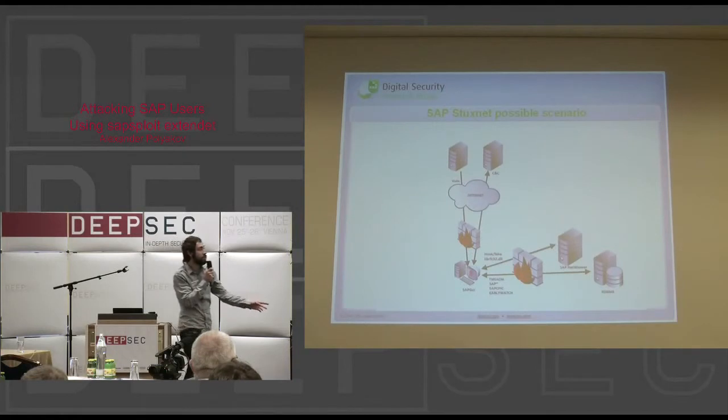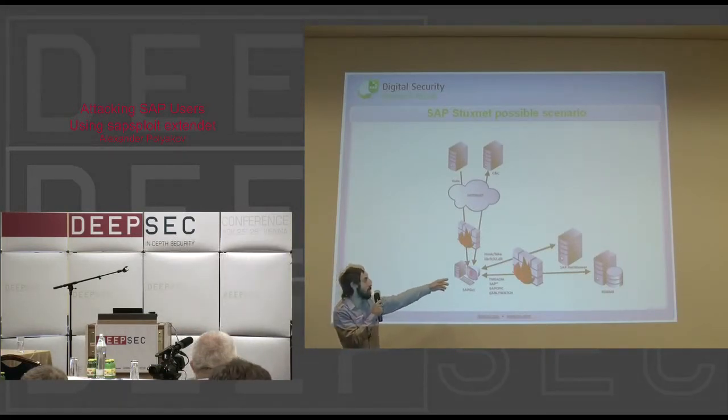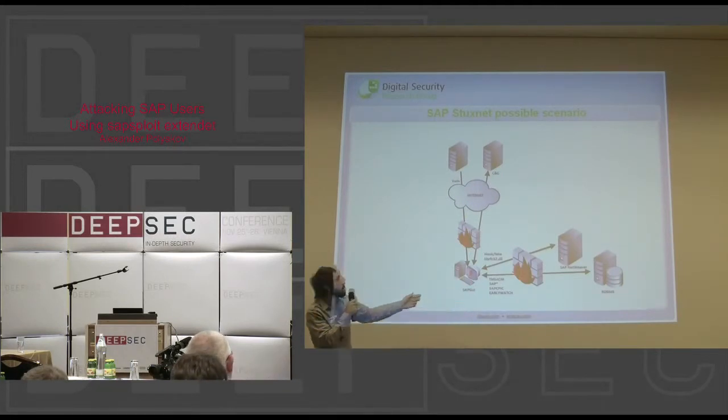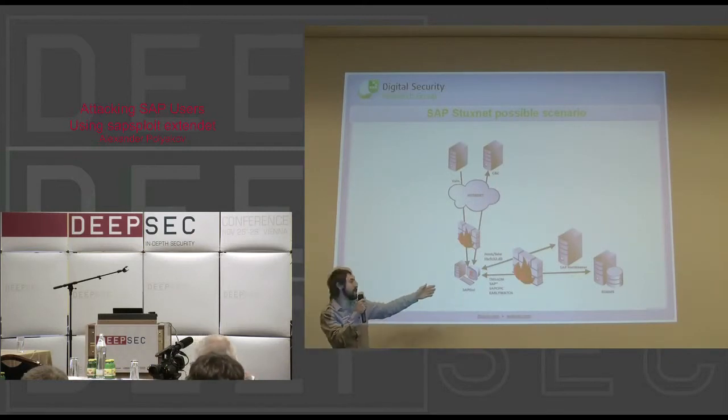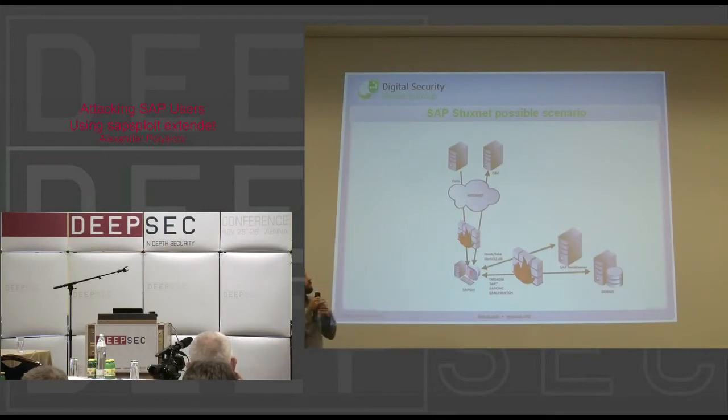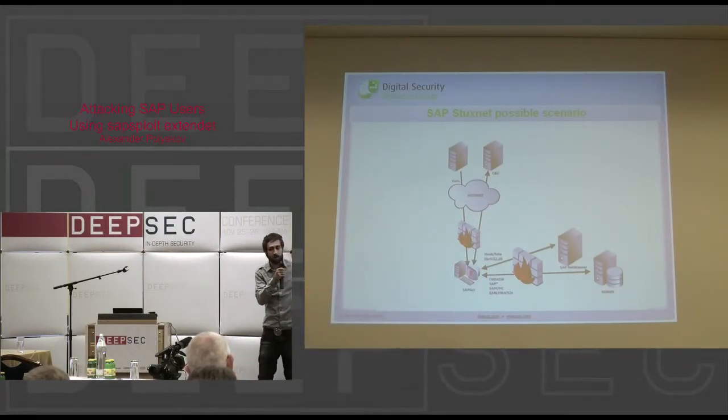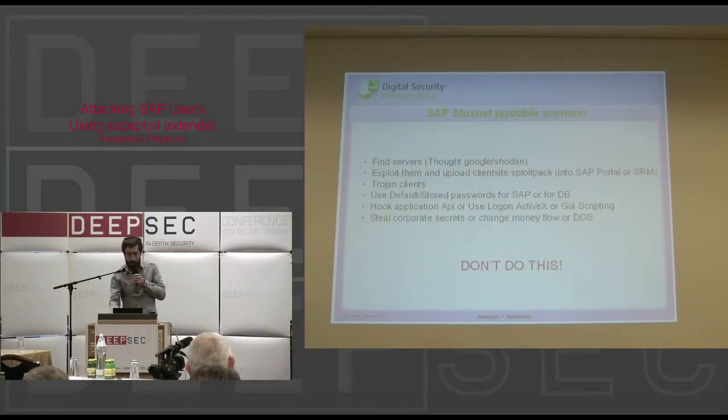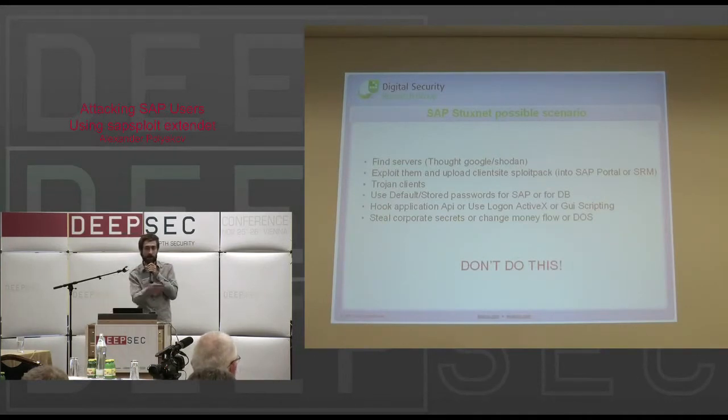So this is a possible Stuxnet scenario for SAP. We have a SAP GUI. We have a list of default passwords, and we can hook the RFC connections. You can easily exploit the SAP GUI by sapsploit, and then connect to their systems by using the default passwords and so on. Firstly, you find the servers on the internet, then you exploit them by server-side vulnerabilities and install the exploit pack. Then you throw it on the clients, then you use the default passwords, hook the application API, and steal anything and do anything. So it's a really very possible scenario, but don't do this.